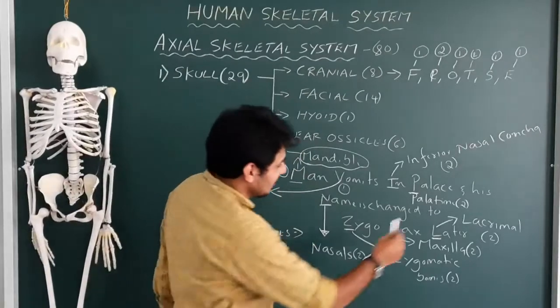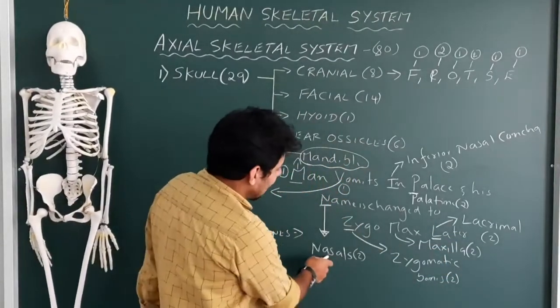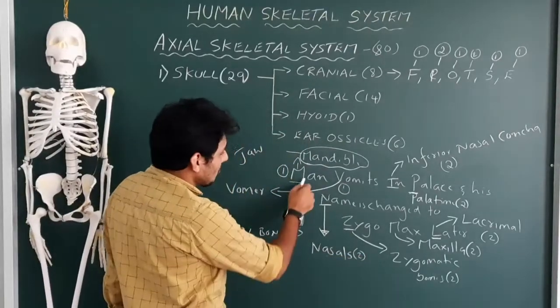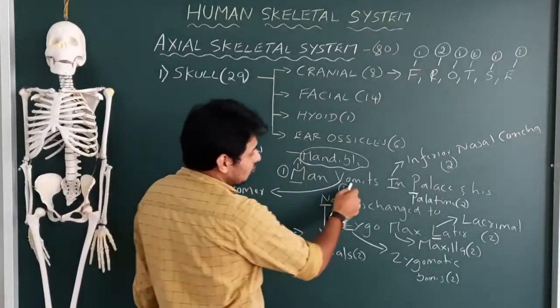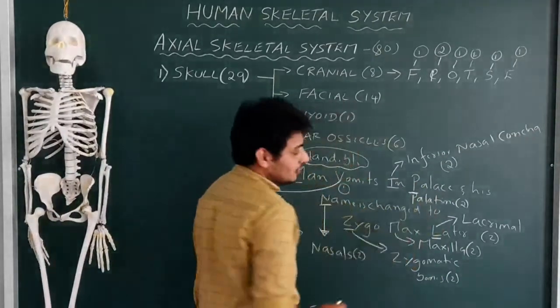Now you count it. Two lacrimal, two zygomatic, two maxilla, 6. Nasals, 8 now. Then mandible 1, that is 9, vomer 1, that is 10, and inferior nasal concha, that is 2, palatine 2, total 14.